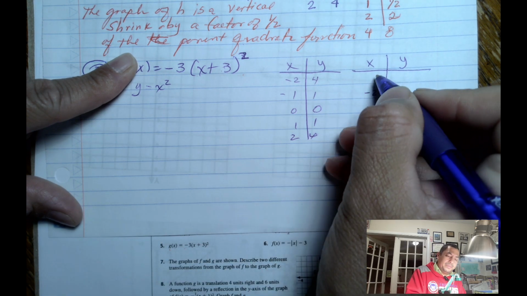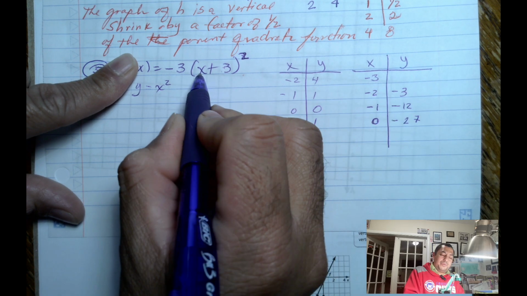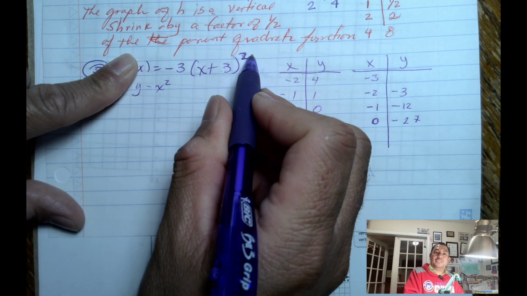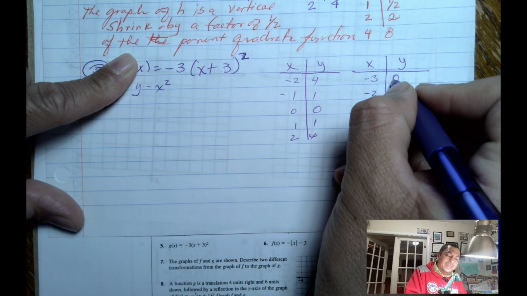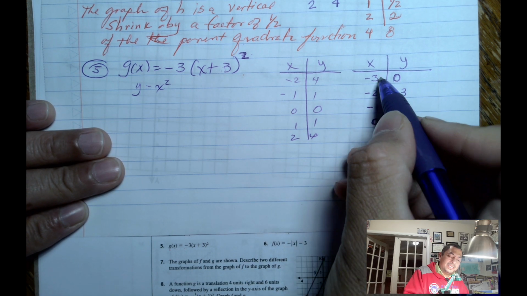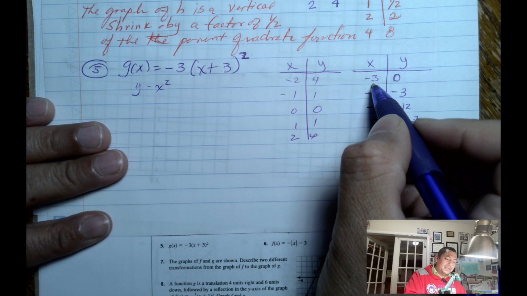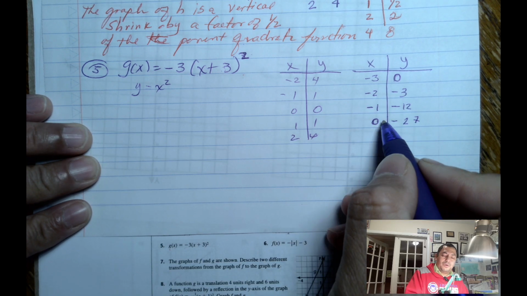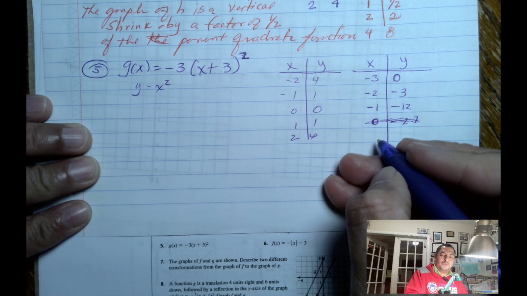Let me go to negative 3. Negative 3 plus 3 is 0, to the second power is 0, times negative 3 is 0. This is my vertex, because in this case it is the x-intercept. And then we're going to see it in the graph. So let me remove this one. I'm going to do one more.